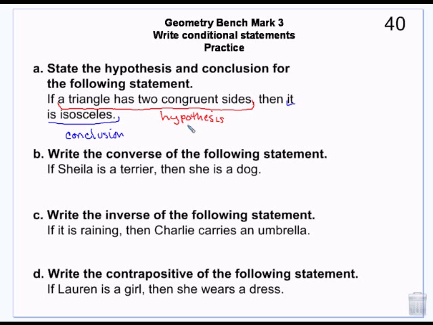You don't have to write these down though. I just want to make sure you understand them. Okay, converse. Remember converse is we flip it like the shoes? If Sheila is a dog, then she's a terrier.